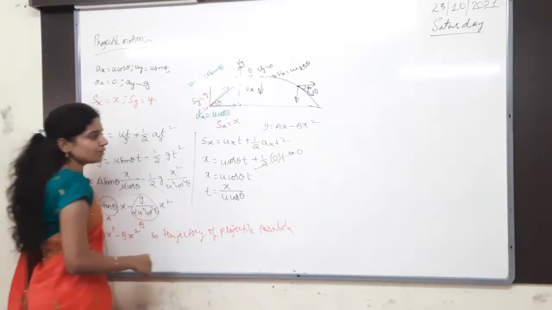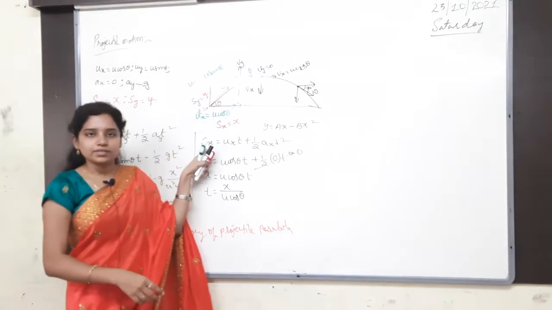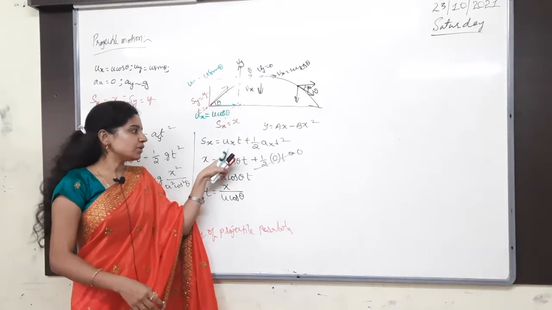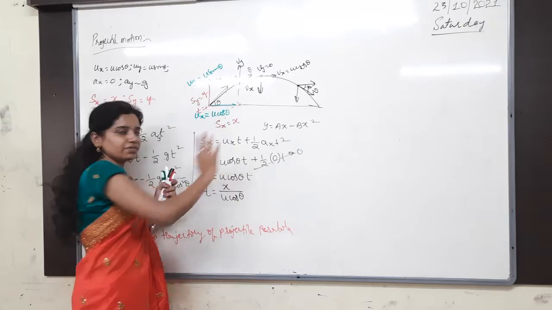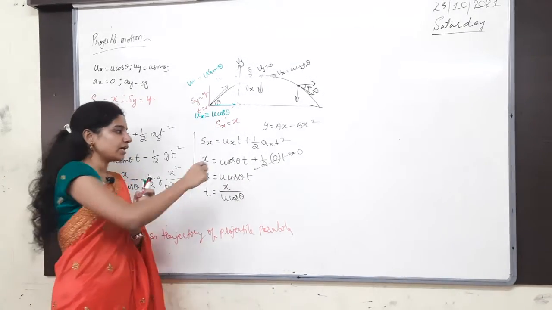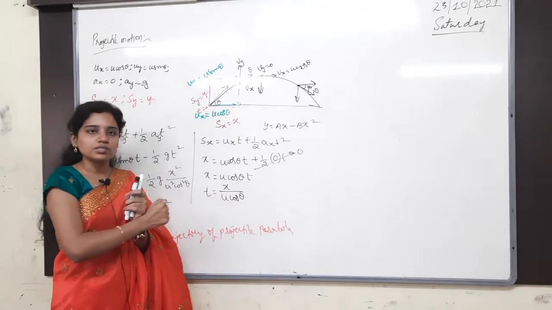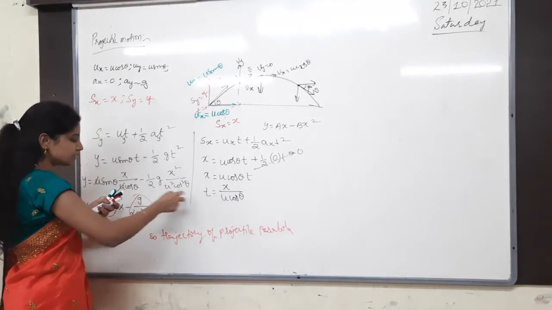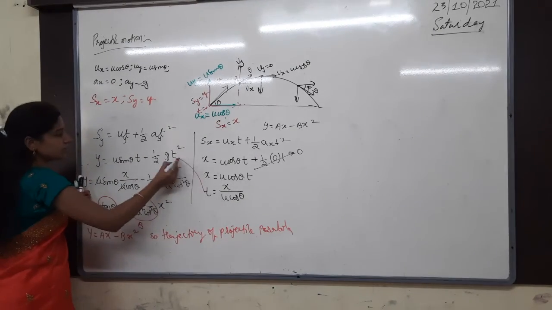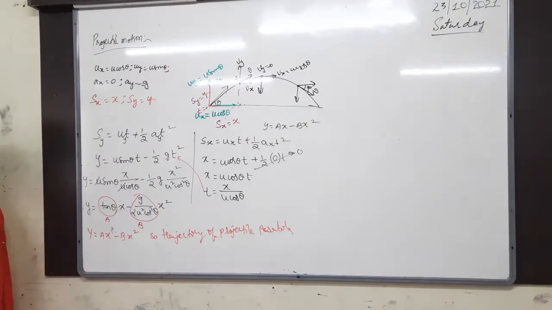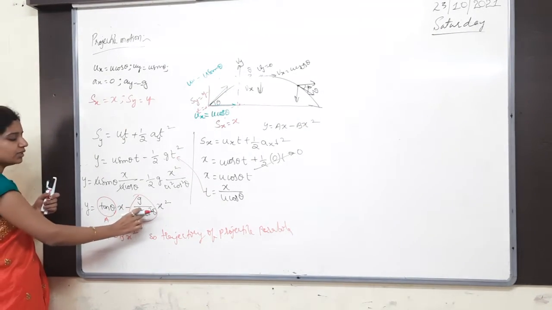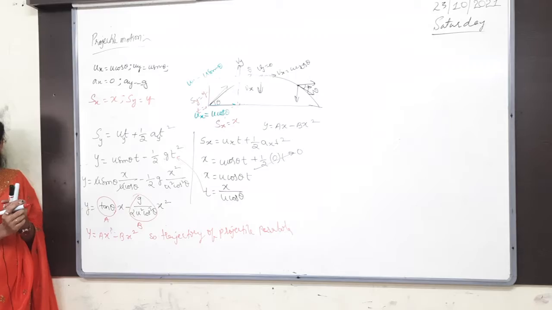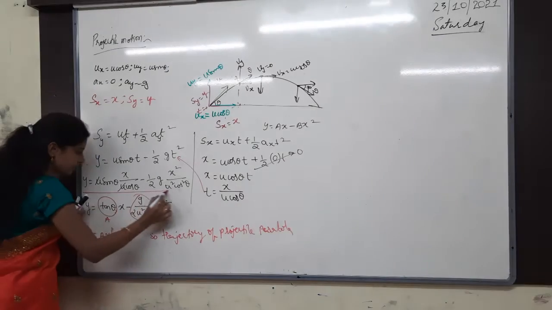X. For that purpose, I will take the Sx equation. Sx is equal to uxt plus half axt square. Then ax becomes 0, everything becomes 0 here. Then ux means what? u cos theta into t. Take this time here, and that time value you substitute in this equation. Then what will we get? y is equal to tan theta into x minus g by 2u square cos square theta into x square. One of the important equations.